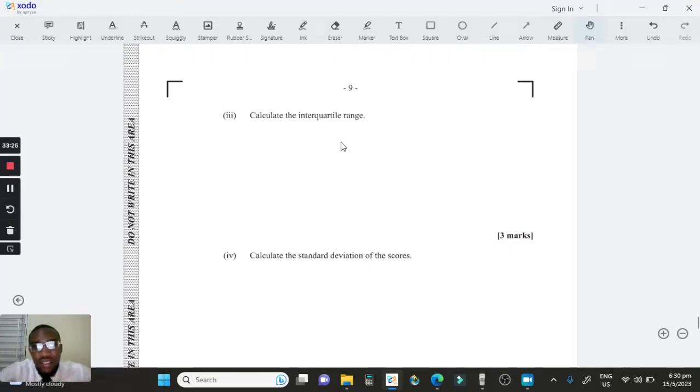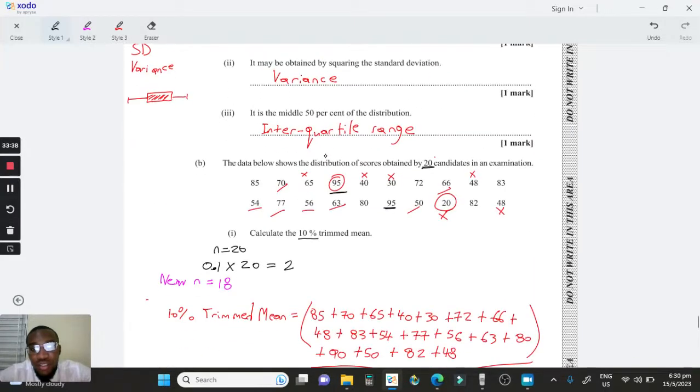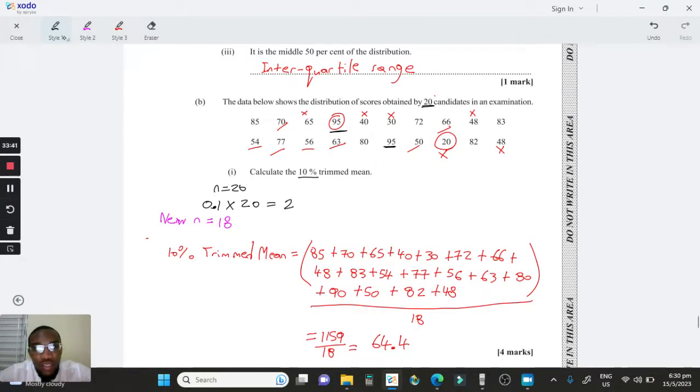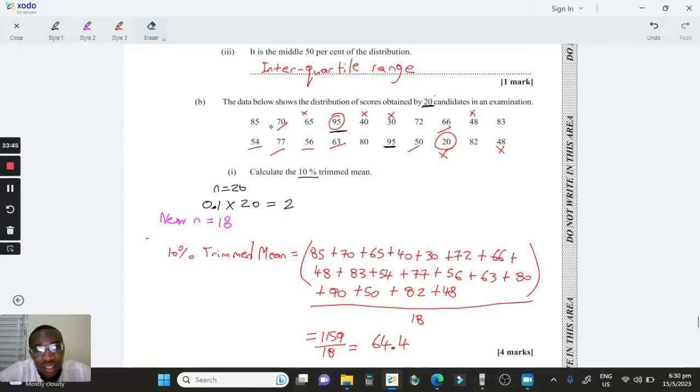Alright, this question says calculate the interquartile range. I shouldn't have deleted it, because now we know that the interquartile range is Q3 minus Q1. So we need to sort it out so we can figure out Q3 and Q1. So we need to sort it from lowest to highest. So going back, let me take off all the markings. I'm going to sort them.